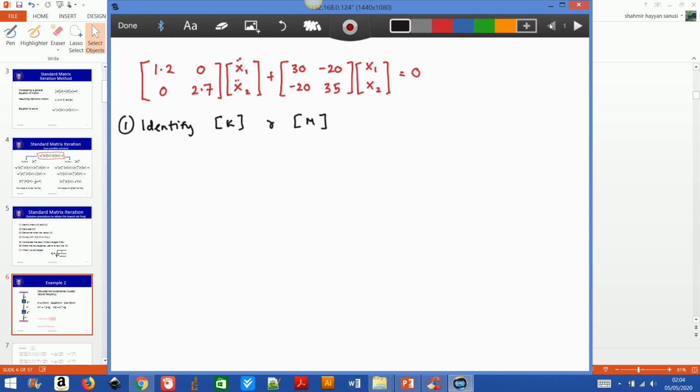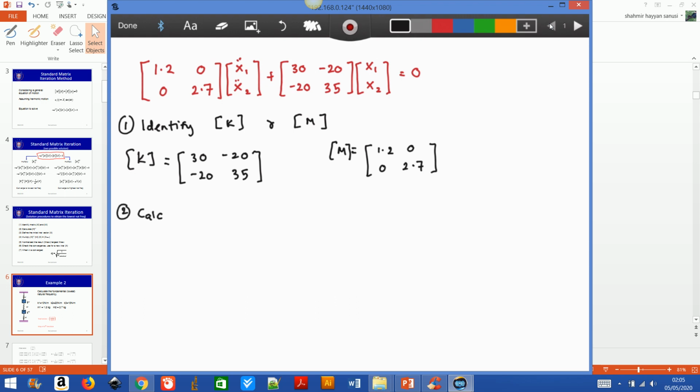So from this equation of motion, your matrix K is 30, minus 20, minus 20, 35. You need to do it yourself in order for you to understand. And the mass matrix M is 1.2, 0, 0, 2.7.